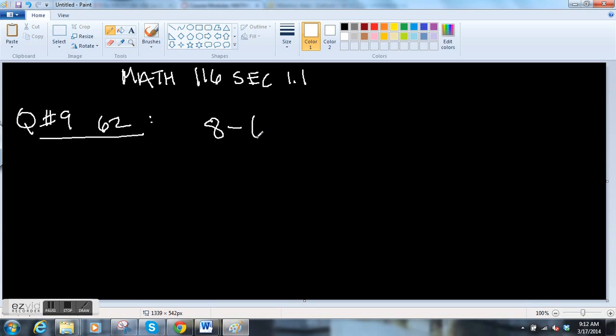So we have 8 minus 2 times (3x plus 9) minus 6x equals 50. And it says solve for x.